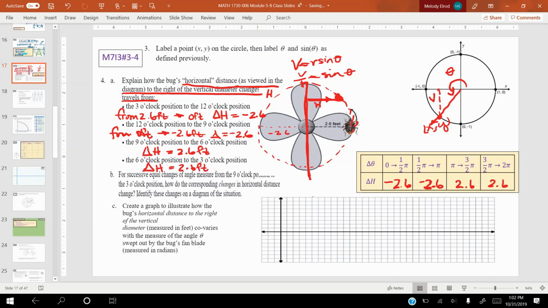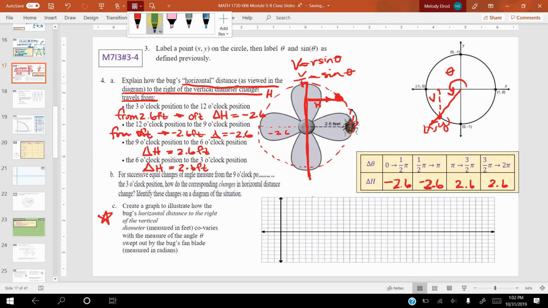And you can tell that this is really just a rehash of the sine problem that we did in problems number 1 and 2 from this investigation. And so what we've got is this change in position. So if we wanted to create a graph to illustrate the bug's position, we can do that. I'll change my color here. If we want to do that, we can.